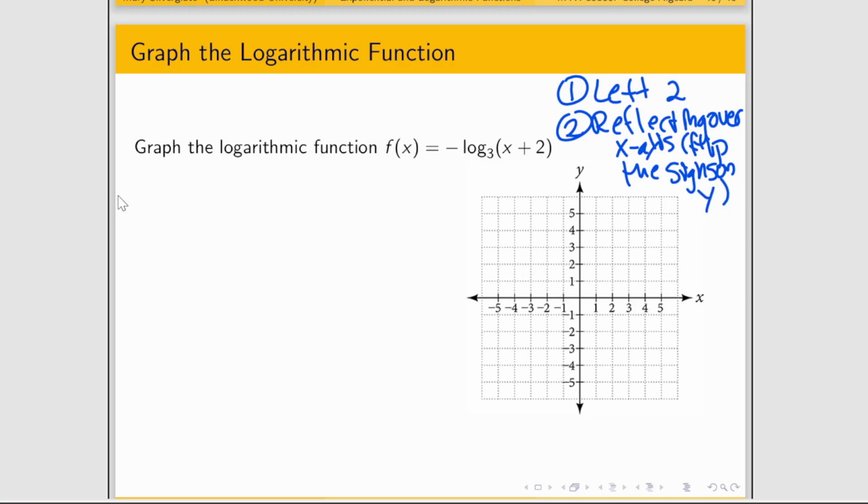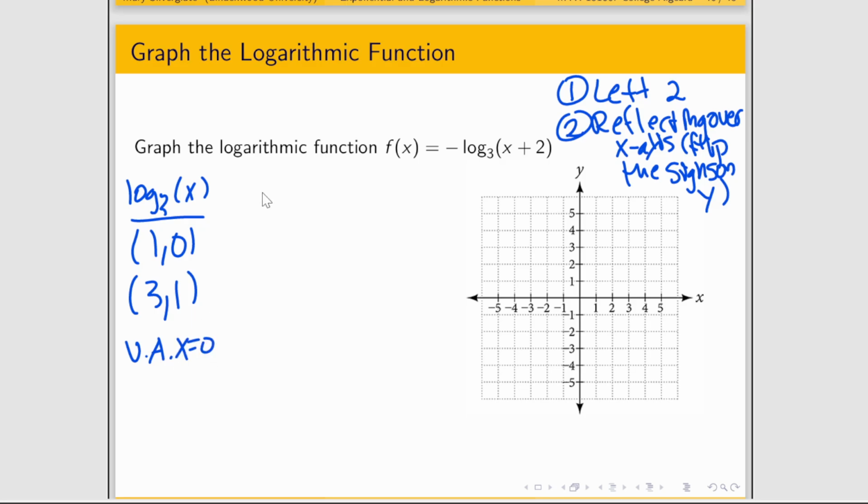So first thing we want to think about is just log base 3 of x, which we've been working with for a while now. So that would be at (1, 0), (3, 1). So (1, 0) is always on the log function, (base, 1) is also always on a basic log function, and a vertical asymptote at x equals 0.